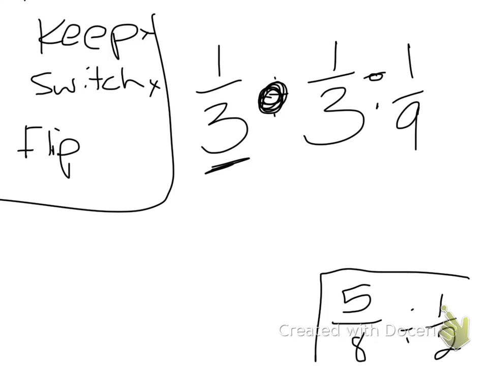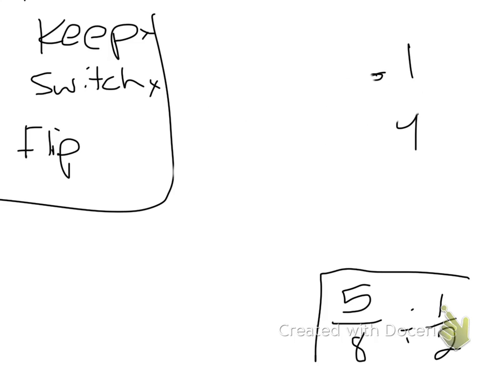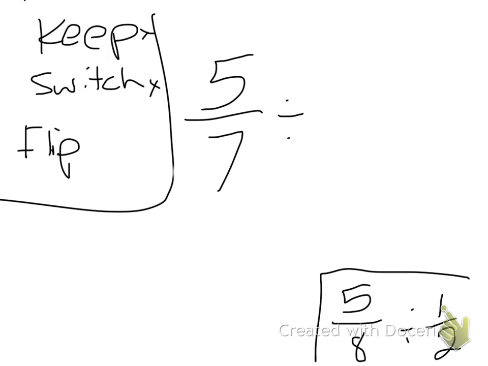Okay, I'm going to have you try one here quick. Remember, keep, switch, and flip. So let's do 5/7 divided by 2/5. Pause and solve.